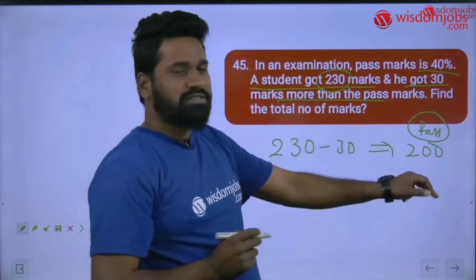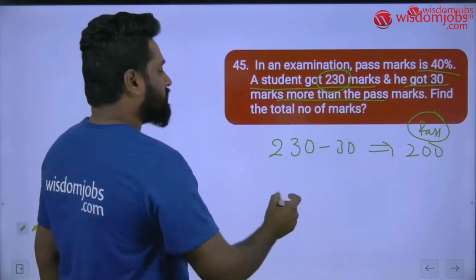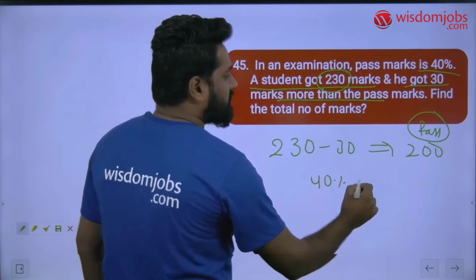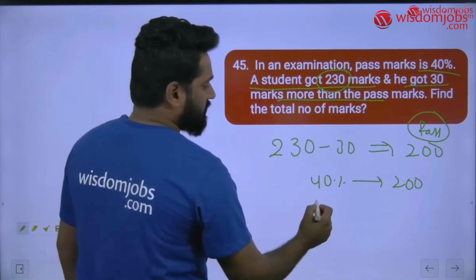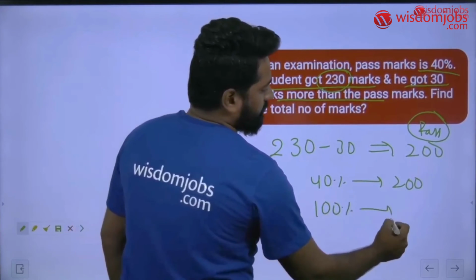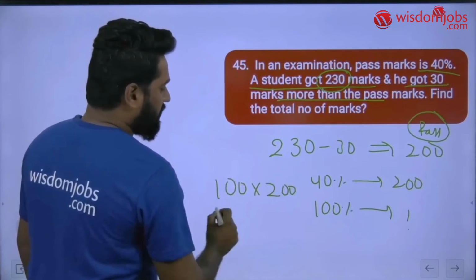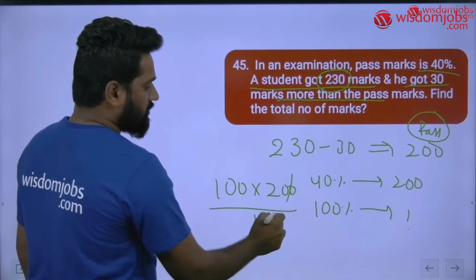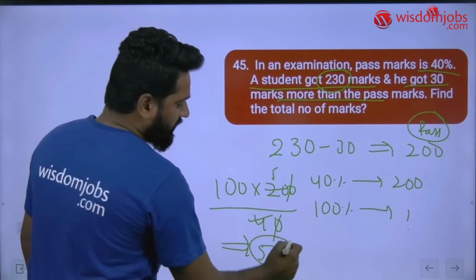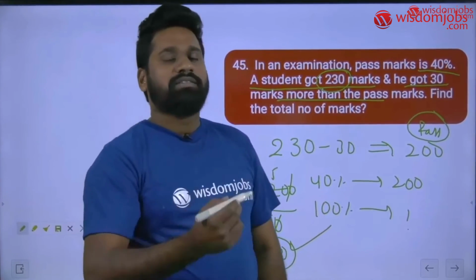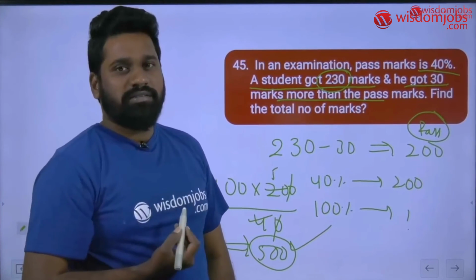This is in terms of marks and this is in terms of percentage. Is it clear? So this 40% indicates 200 marks. Now you have to find for 100%, since total marks is being asked. So how much does it become? 100 into 200 by 40, that is 500. So your answer is 500. Is it clear? So this indicates the maximum marks of the examination. Clear?